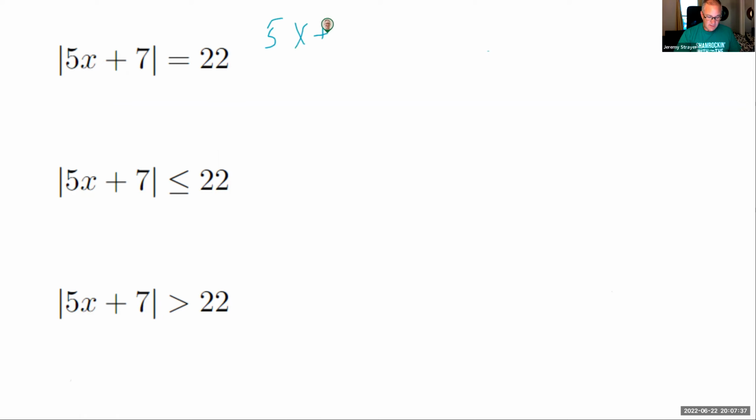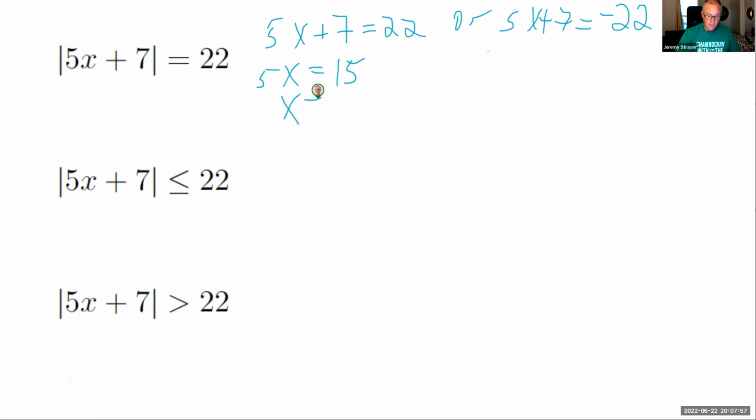5x plus 7 equals 22, or 5x plus 7 equals negative 22. Okay, 5x plus 7 equals 22. We've got 5x is equal to, subtract 7 from both sides, we get 15. So x equals 3. Or if we subtract 7 from both sides, be careful with your math, we get 5x is equal to negative 29. I think negative 22 minus 7 is negative 29. So that means x is equal to negative 29 over 5.